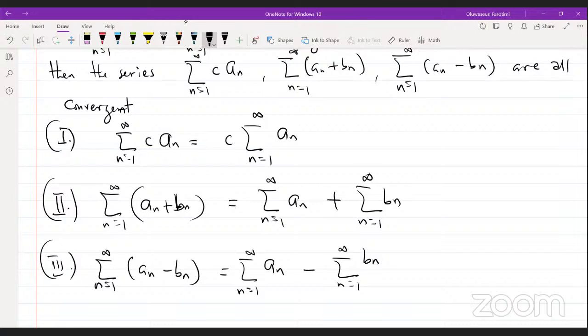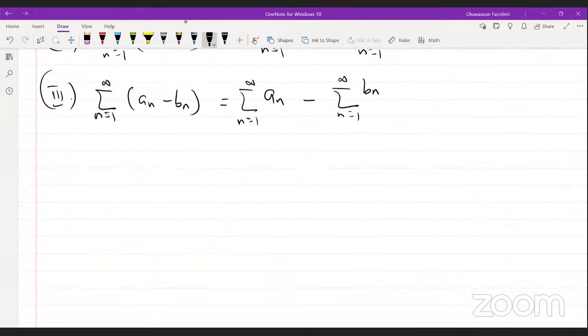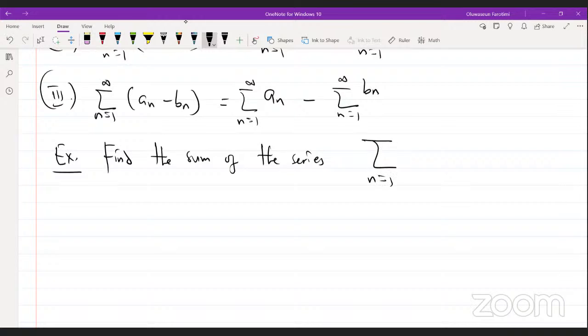All right. Okay, so I hope all of this makes sense, and I hope you get it. So let's just round off with an example that uses one of these properties. Find the sum of the series, n from 1 to infinity, 5 over n(n+1) plus 1 over 2 to the power of n.